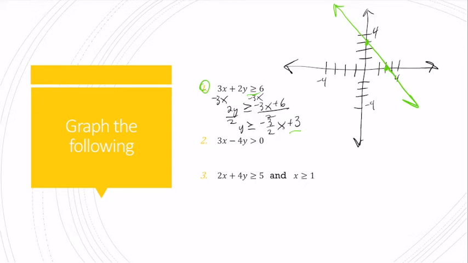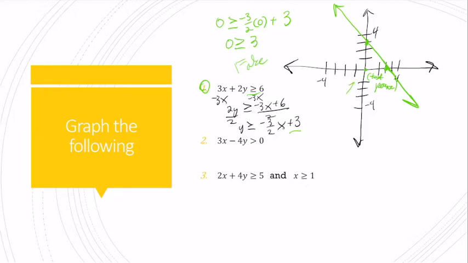Next, I need to pick a point on either side of the plane in order to test which side of the half plane is in my solution. My favorite test point is the origin. This is a great test point. Why? Because it's 0, so everything cancels out. Do I have that 0 is greater than or equal to negative 3 halves times 0 plus 3? Do I have that 0 is greater than or equal to 3? No, this is false.